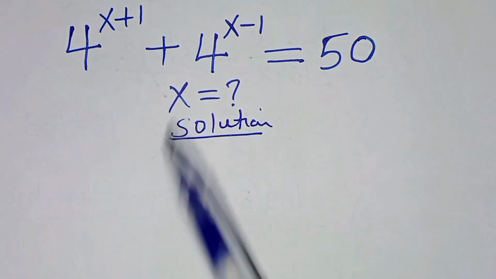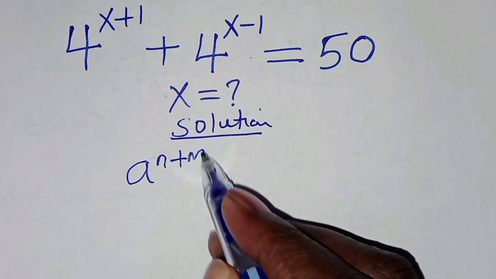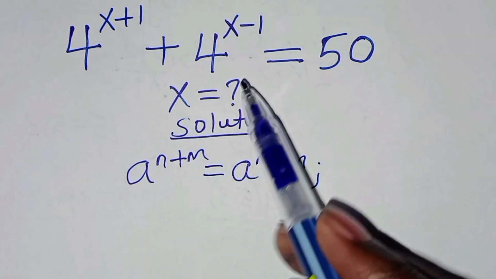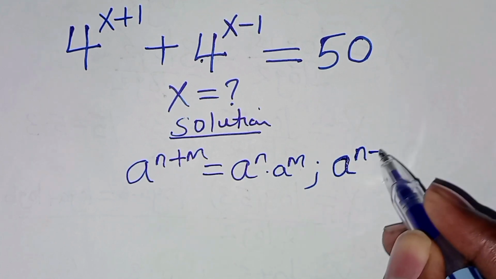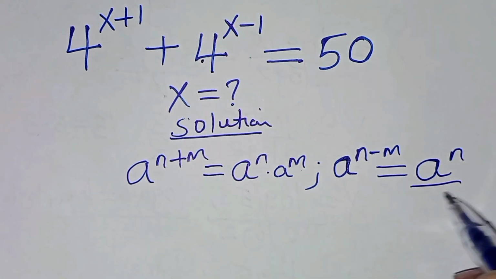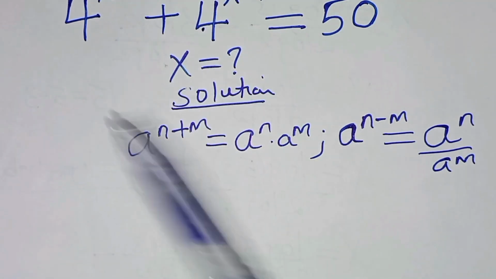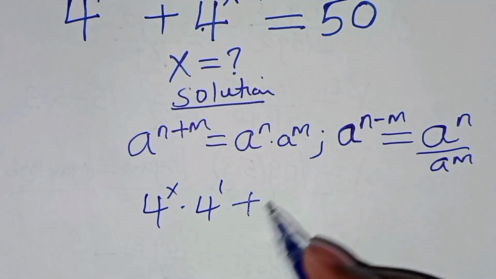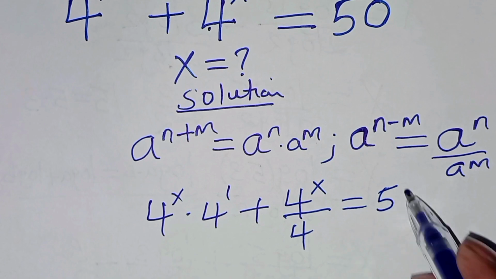we have that 4 to the power x plus 1. This is in the form of a to the power n plus m, which we can express as a to the power n times a to the power m. On the other side, we have 4 to the power x minus 1, which is in the form a to the power n minus m, which we can express as a to the power n divided by a to the power m. Applying this exponent property, we'll have 4 to the power x multiplying by 4 to the power 1 plus 4 to the power x divided by 4. This is equal to 50.